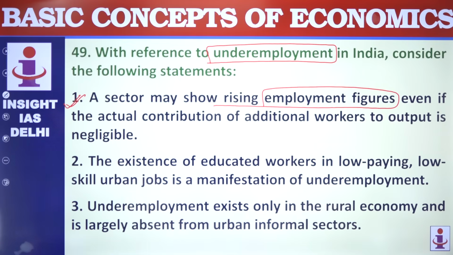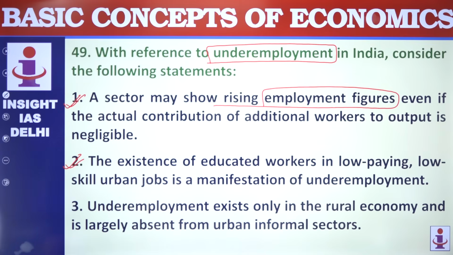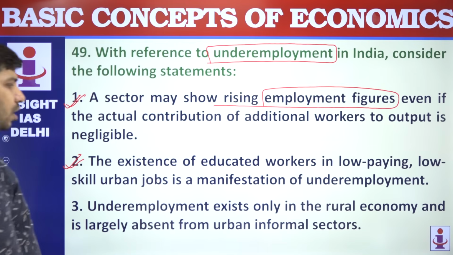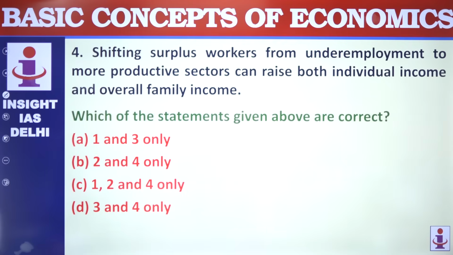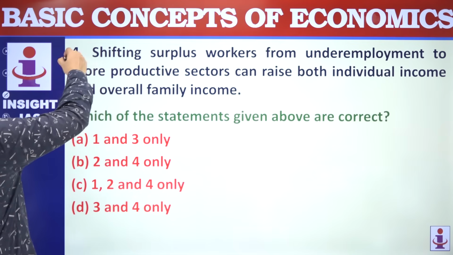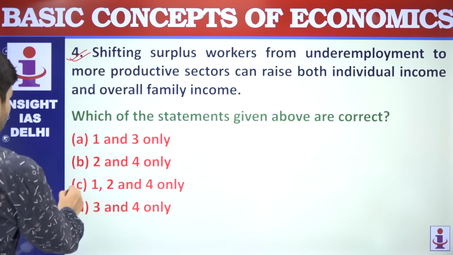Then we have the existence of educated workers in low paying, low skill urban jobs is a manifestation of, yes, underemployment. This is the example that we just discussed. Underemployment exists only in the rural economy. No, it does not only exist in the rural economy. It can exist in urban areas as well. This is not correct. Shifting surplus workers from underemployment to more productive sectors can raise individual income. Yes, this will obviously happen. So 1, 2 and 4 will be correct.